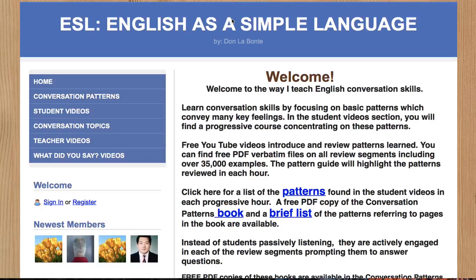You have to be able to take the mystery out of learning conversation skills for the students so that they don't waste their energy and their time on useless drills.